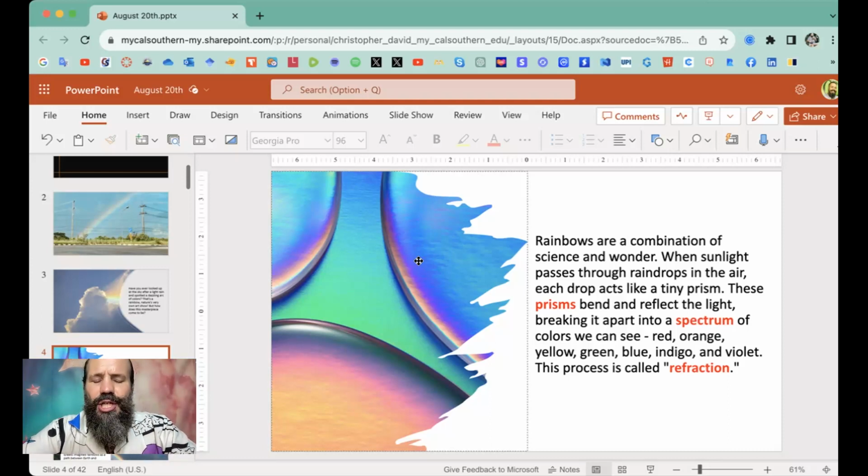Rainbows are a combination of science and wonder. When sunlight passes through raindrops in the air, each drop acts like a tiny prism. These prisms bend and reflect the light, breaking it apart into a spectrum of colors we can see: red, orange, yellow, green, blue, indigo, and violet. This process is called refraction.